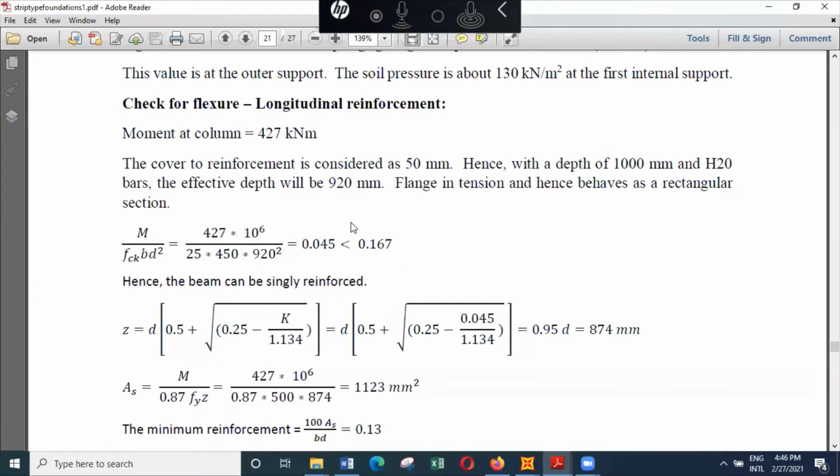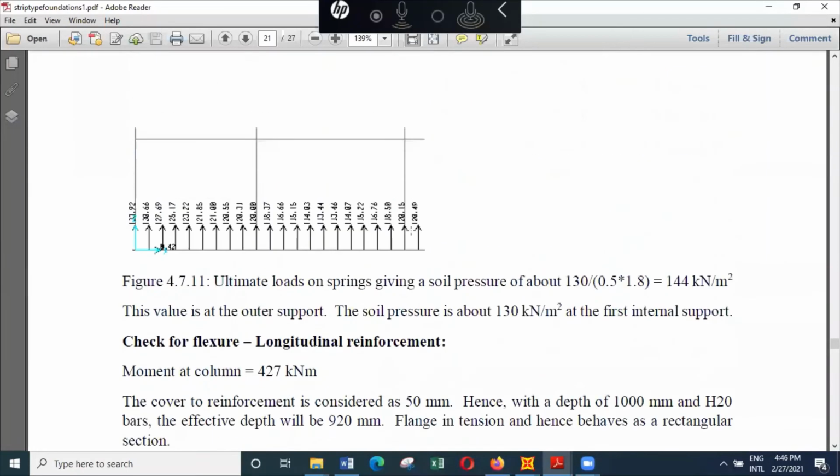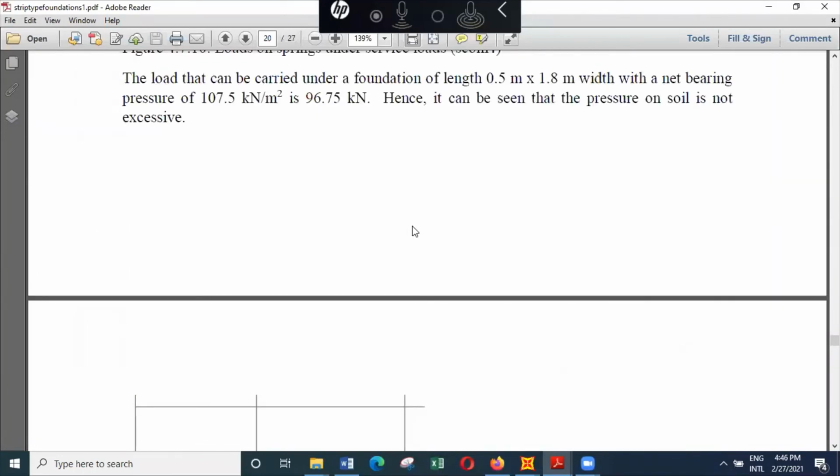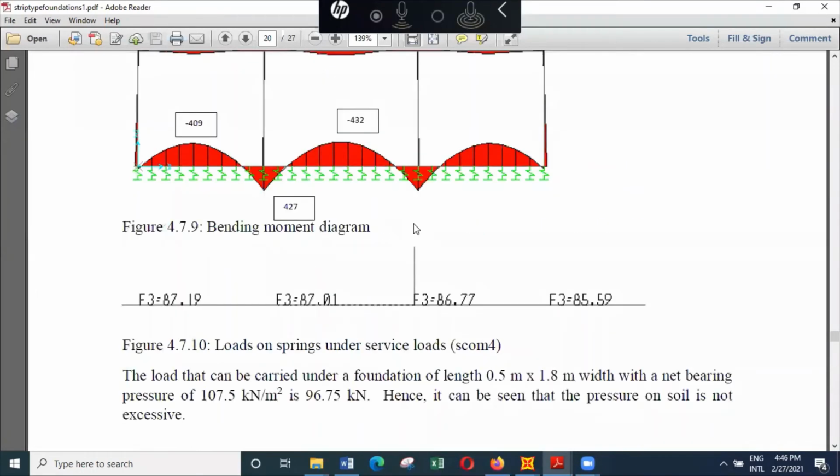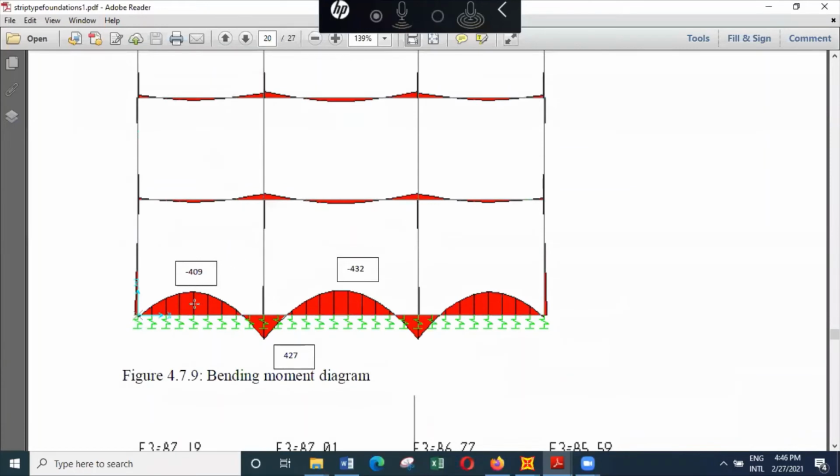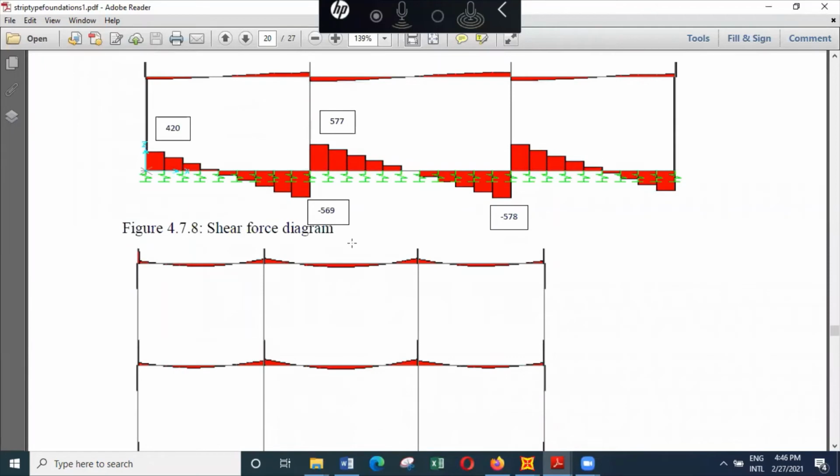You can do all the checks we have done. I'll very briefly go through the checks just to refresh, because last time we had to rush a little bit. So now you know the bending moments are in this range and the shear forces are in this range.